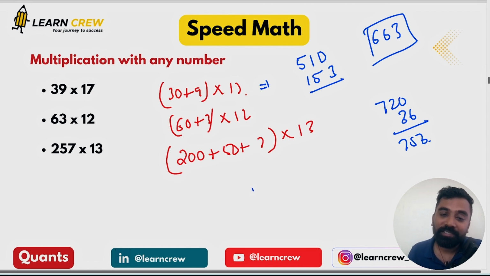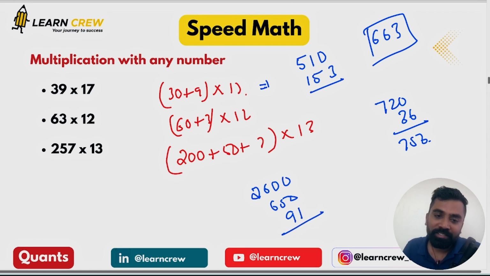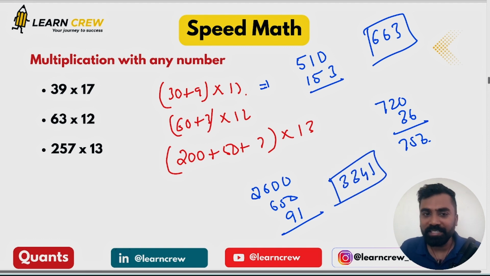200 into 13: 13 twos are 26, so 2600. 50 into 13 is 650. 7 13s are how much? 12 sevens are 84, and this becomes 91. What is your answer? 3200, 3300, 3341. That's all done, as simple and as quick as possible. This is what you can achieve when you keep practicing every day. It's not so difficult, right?